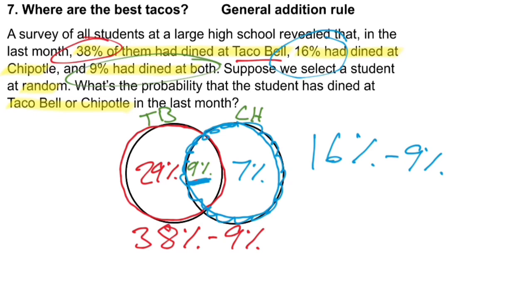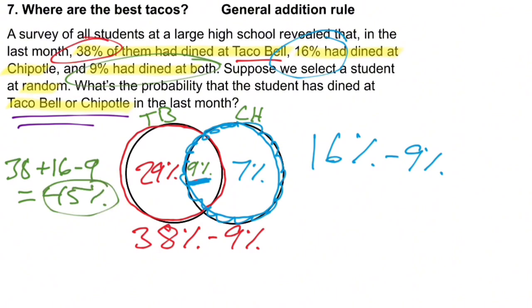And then lastly, we are asked the question, what is the probability that they have dined at Taco Bell or Chipotle? So that would mean you would be taking the probability of event A, which was Taco Bell, adding the probability of Chipotle, which was 16, and then subtracting the overlap of both of those places being dined in. And that is going to give you 45%. And also, you can get that answer by just adding up the probabilities that you see in the Venn diagram. 29% only had Taco Bell, 9% had both, 7% had Chipotle, so that would account for everybody.